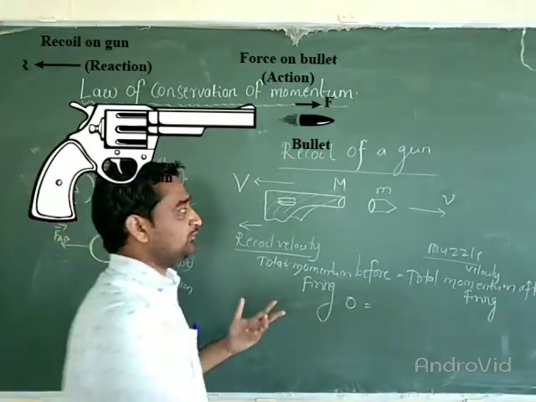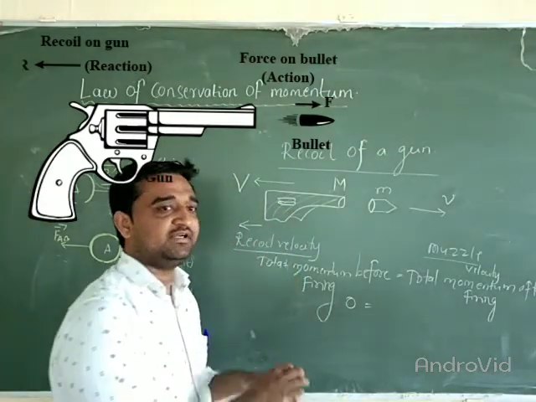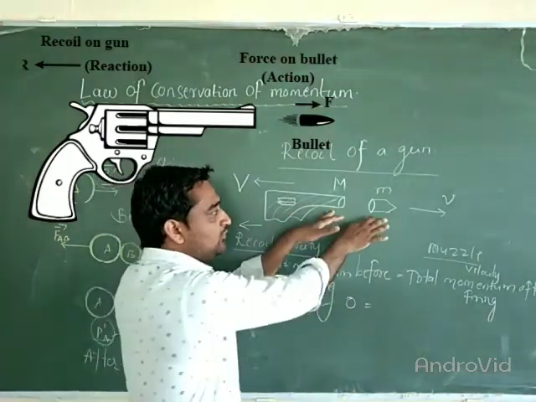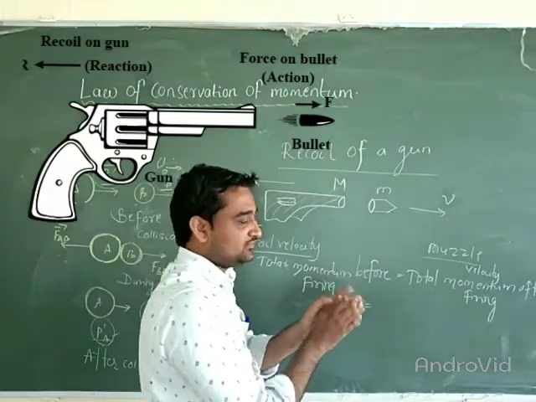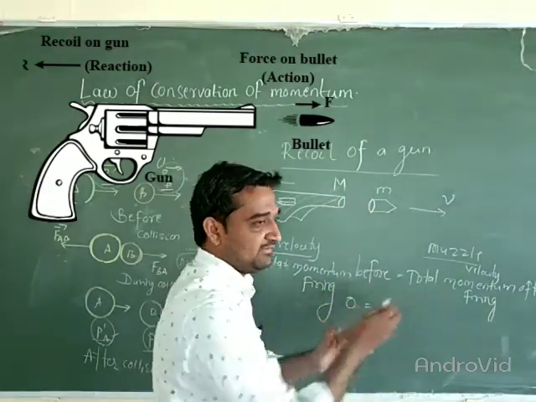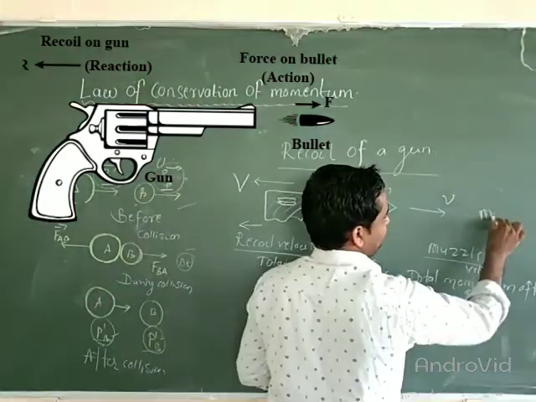After the firing, the bullet moves, so it has velocity, and the gun also moves in the backward direction. It is also a momentum. So both have momentum, the gun is moving and the bullet is moving. So we have to write the total momentum after the firing here. So momentum is equal to what? Mass into velocity.